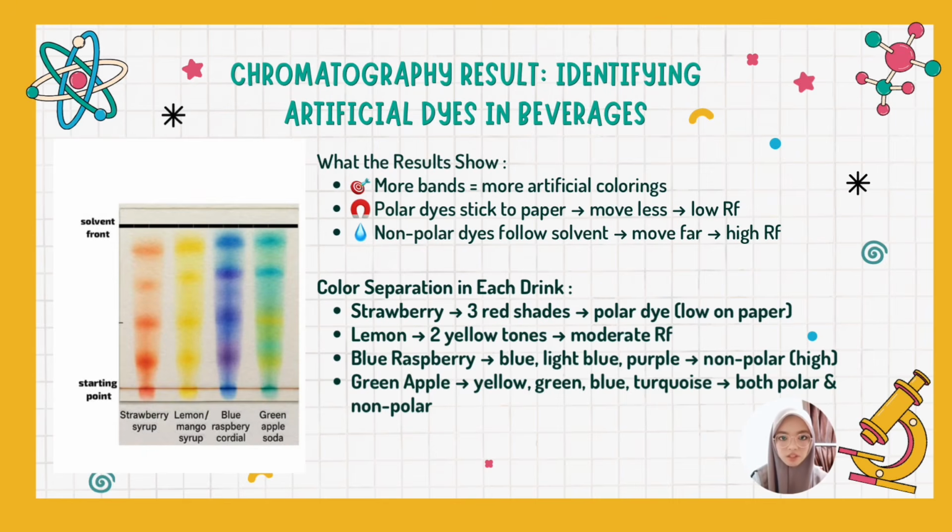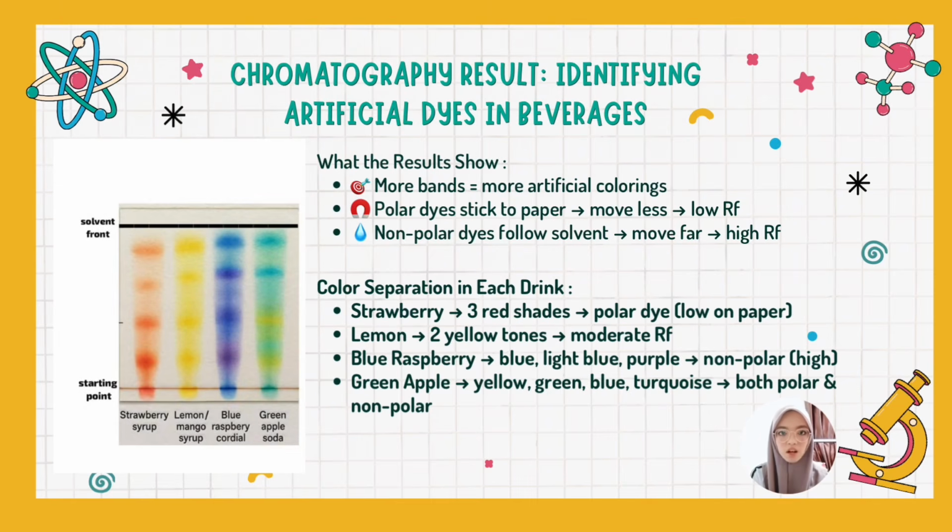Looking at the example result, the strawberry syrup separated into 3 red shades that stay near the bottom of the paper, showing that it contains polar dyes. The lemon syrup had 2 yellow tones that move a medium distance, which suggests moderate polarity. The blue raspberry cordial showed 3 color bands: dark blue, light blue, and a hint of purple that travel higher up the paper, meaning those dyes are mostly non-polar. Finally, the green apple soda showed both low and high bands, including yellow, green, turquoise, and blue, which means it contains a mix of polar and non-polar dyes.